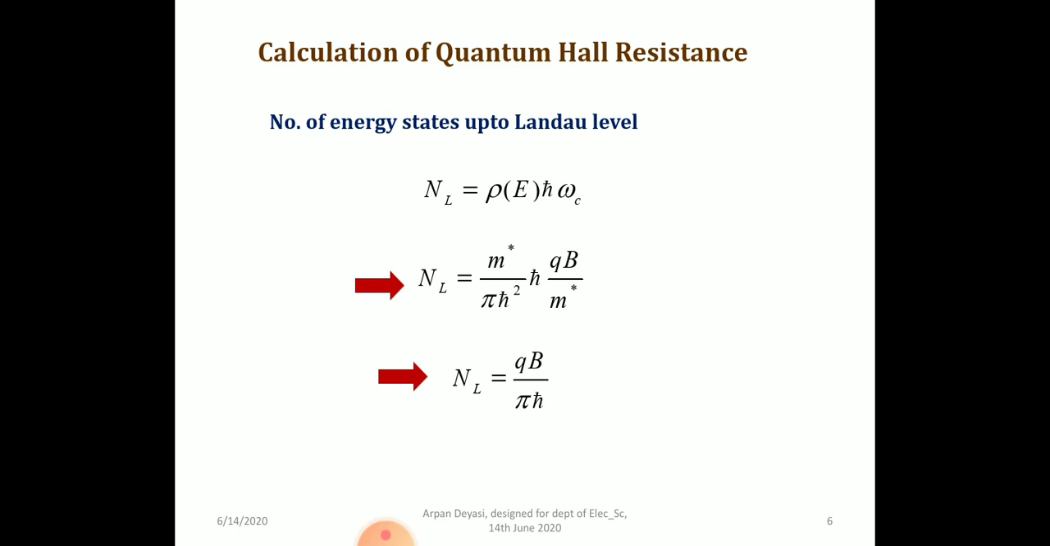And then I have substituted the value of omega c also, which is qB by m star. And naturally, if you substitute all the values, the number of energy states up to the Landau level will be qB by pi h cross. Simple algebraic calculation. Now the Landau level is a fixed value, so you can't consider all the subbands, those formalities.